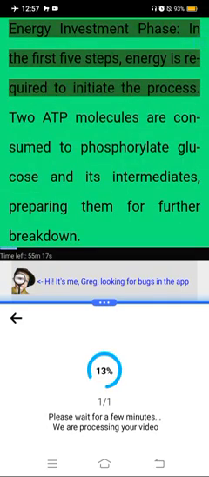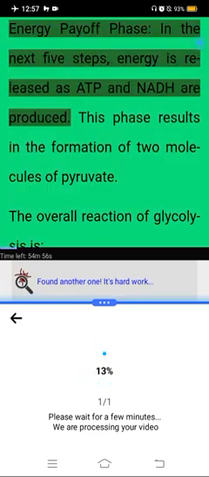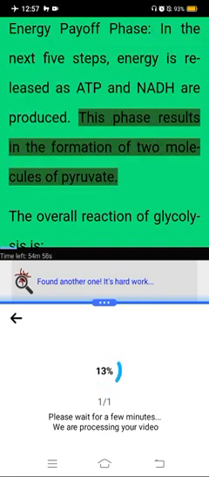Energy investment phase. In the first 5 steps, energy is required to initiate the process. 2 ATP molecules are consumed to phosphorylate glucose and its intermediates, preparing them for further breakdown. Energy payoff phase. In the next 5 steps, energy is released as ATP and NADH are produced. This phase results in the formation of 2 molecules of pyruvate.